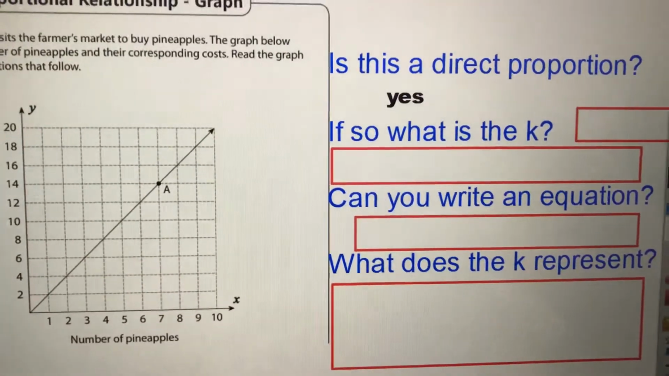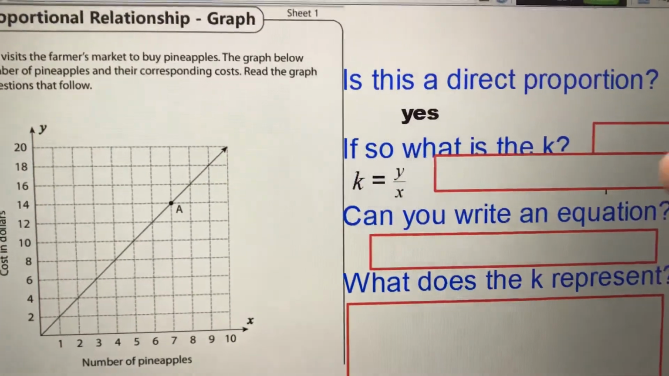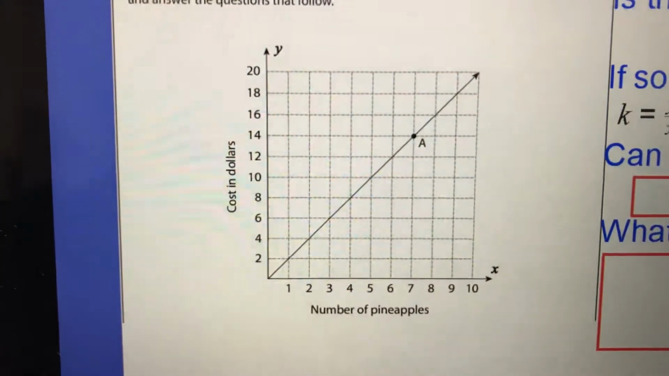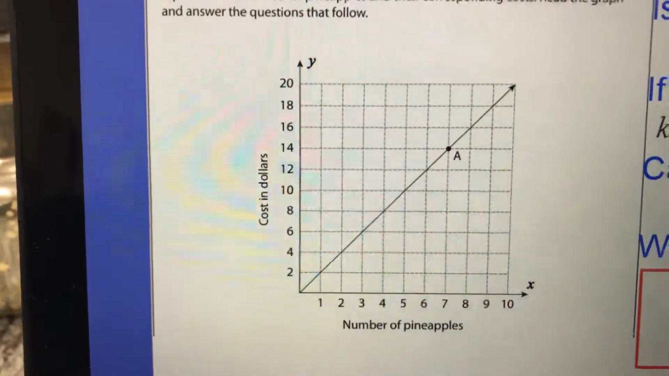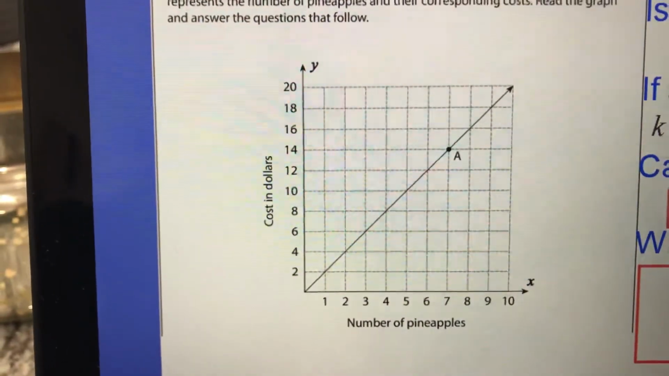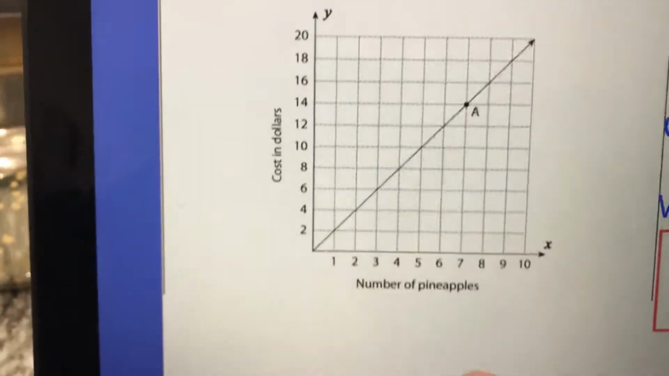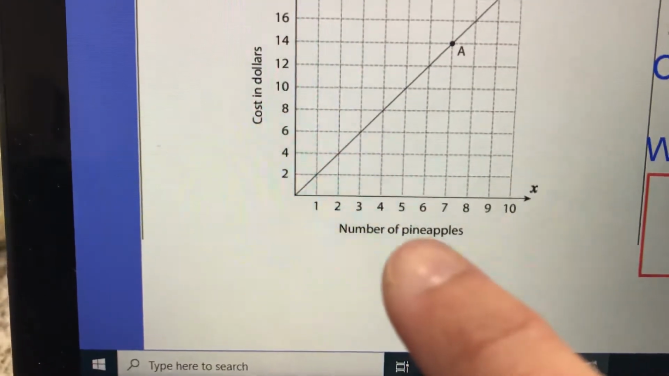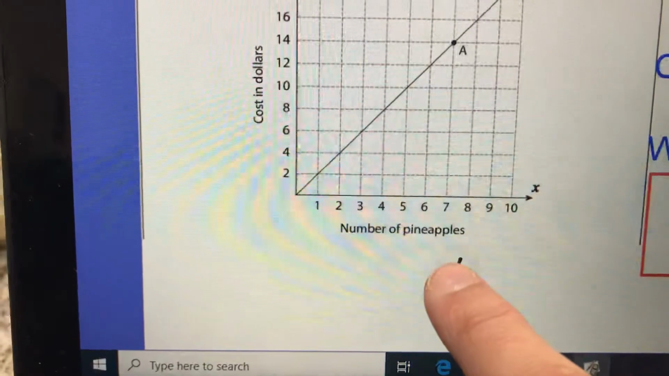Well, every direct proportion has a constant, so we're going to use our awesome formula to find the k. K equals y over x. Now, you can pick any point on this graph, but we think it is the simplest idea to pick the point right down here where the number of pineapples is 1. And that's because if you pick that one, you are dealing with your unit rate right off the bat. So our point is (1, 2).